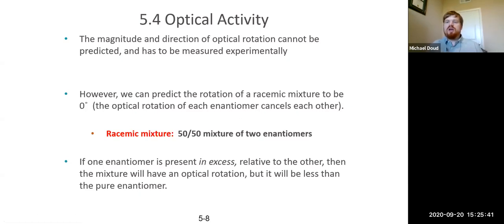However, we do know that if you have exactly a 50-50 mixture of the two compounds, the R and the S, this is what we call a racemic mixture, a mixture of two enantiomers. The rotations essentially cancel each other out. So you have one that may be dextro-rotary, the other's levo-rotary. If you have the same concentration, the light's going to eventually be rotated the same way. So this racemic mixture is going to have an optical rotation of 0 degrees. We're not going to see any change in the light. It's only when we have one enantiomer present in excess that we're going to have an actual optical rotation. And keep in mind, if you still have some of the other enantiomer, that's going to counteract the more pure enantiomer. So you won't get the full optical rotation of the pure enantiomer.